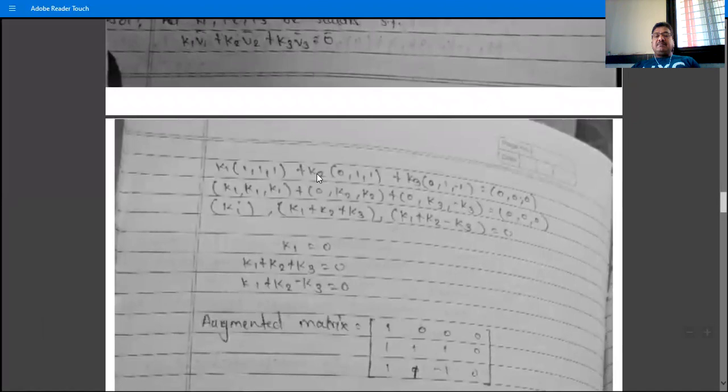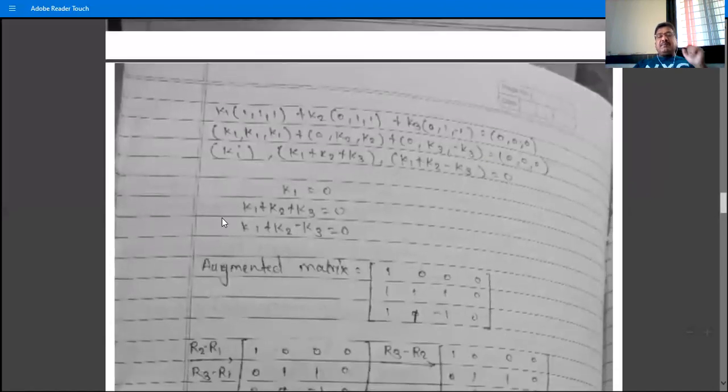Then multiplying by k1, multiplying by k2, multiplying by k3, by using the definition of scalar multiplication in R3. Then addition of three vectors: by using the definition of addition, what do we have? k1 plus 0 plus 0, so k1, comma, k1 plus k2 plus k3, comma. Don't write this bracket, just write one single bracket. Then (k1, k1 plus k2 plus k3, k1 plus k2 minus k3) is equal to (0, 0, 0), the 3-tuple.